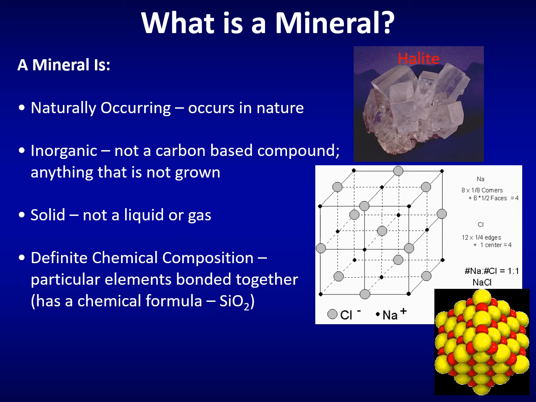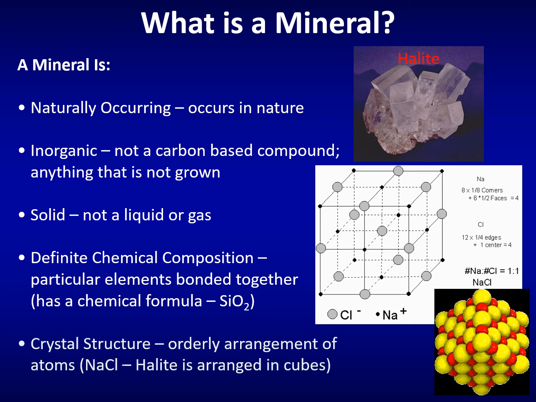It has to have molecules, like we talked about earlier, particular elements bonded together to form a repeating chemical formula, like SiO2, for example, silicon dioxide, or NaCl, like we talked about earlier with halite. We see a picture of halite there. The sodiums and chlorines come together in a definite repeating pattern. And it does have to have a crystal structure pattern, an orderly arrangement of those atoms.